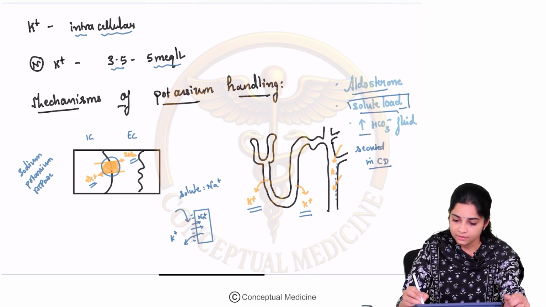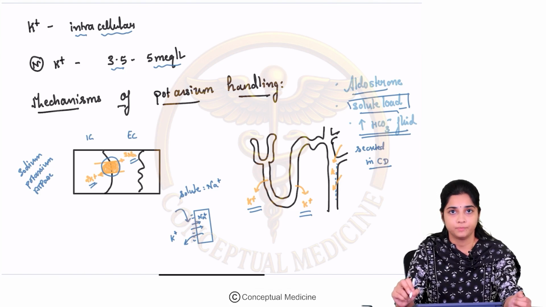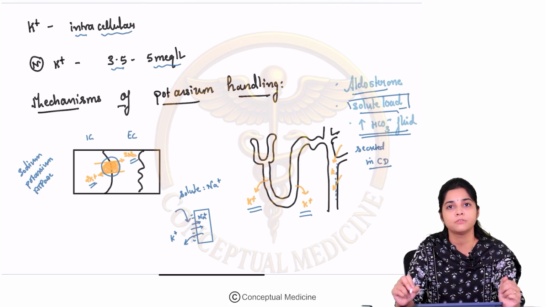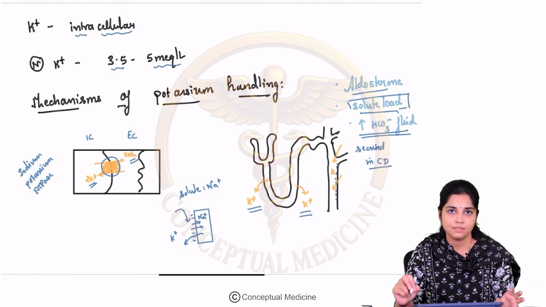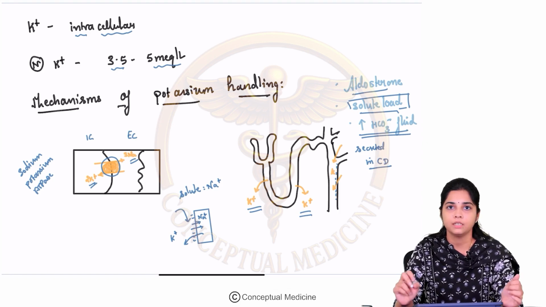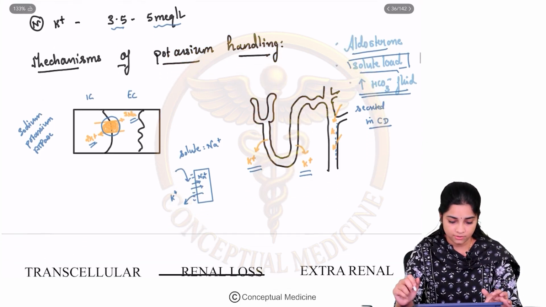Then it also depends on whether there is more bicarbonate in the fluid. If there are more anions in the fluid, to balance that, the cation comes out, so more potassium is secreted into the fluid. So this is about how potassium is maintained as an intracellular ion and how it is handled at the level of the kidneys. Clear till here? Fine. Let's move on to the next concept.